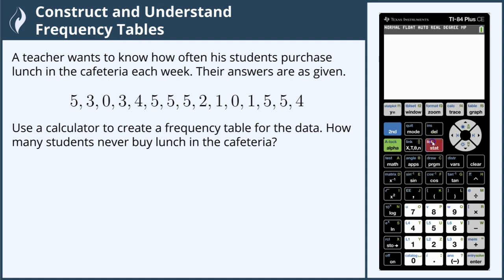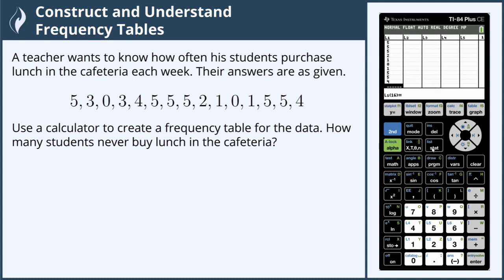So we're going to start by going into our stat and then edit so we can see our lists. Clear this out if it's not already cleared out, but then we're going to type in our values that we have in the problem. So in this case, we have 5, 3, 0, 3, 4, 5, 5, 5, 2, 1, 0, 1, 5, 5, and 4. So that's 15 values in this case.